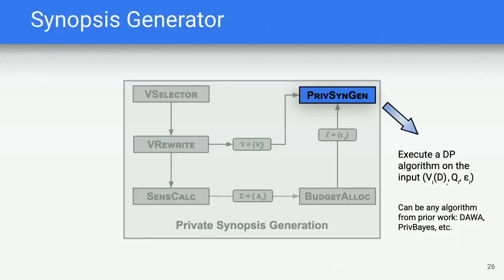After that, our life is pretty easy, because now we have a materialized view V_i in the data D, a Q_i, which is the partial workload for that view, and an epsilon_i, which is the epsilon after we take into account the sensitivity. So we can use any differentially private algorithm from prior work that works for linear queries, and we get a materialized synopsis. We call them synopses because they can be anything that the algorithm outputs. If the algorithm outputs synthetic tuples, like PrivBayes, we have synthetic tuples. If it outputs a vector of counts, like DAWA, we have a vector of counts, and so on.